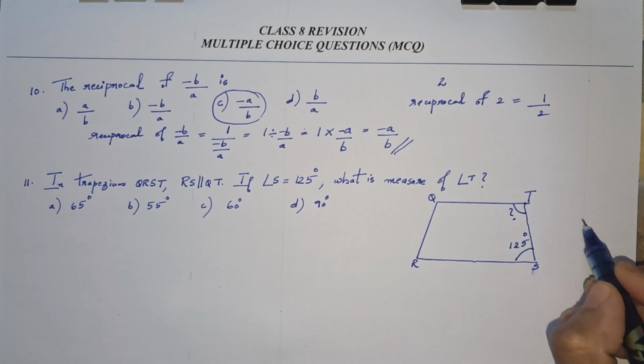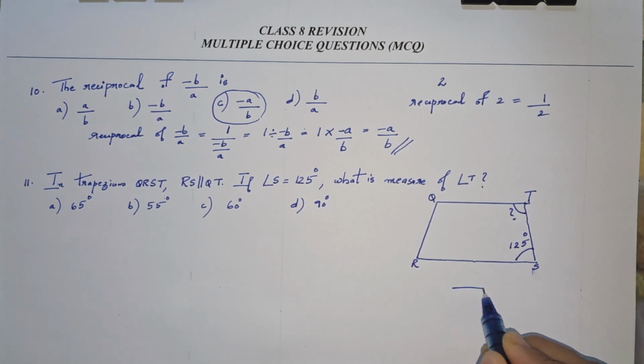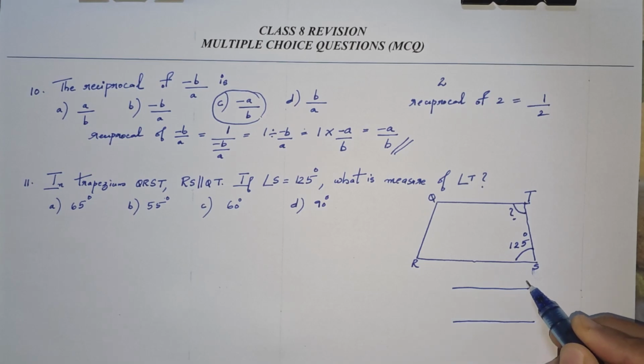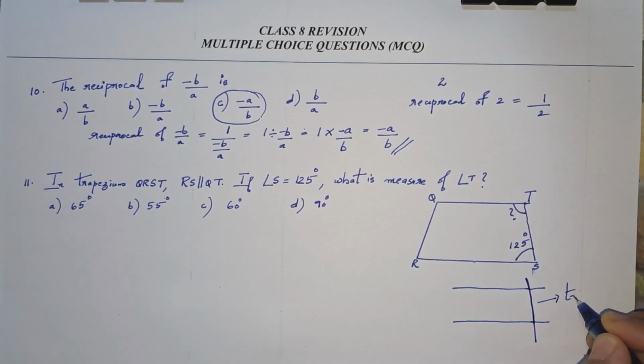We know that for any two parallel lines, when you cut these parallel lines using another line, this line is called transversal, right? This is called transversal. So what is the need of this? How can this transversal help us?